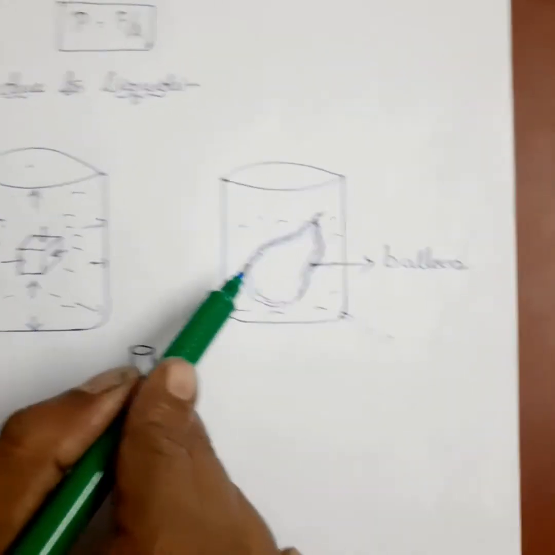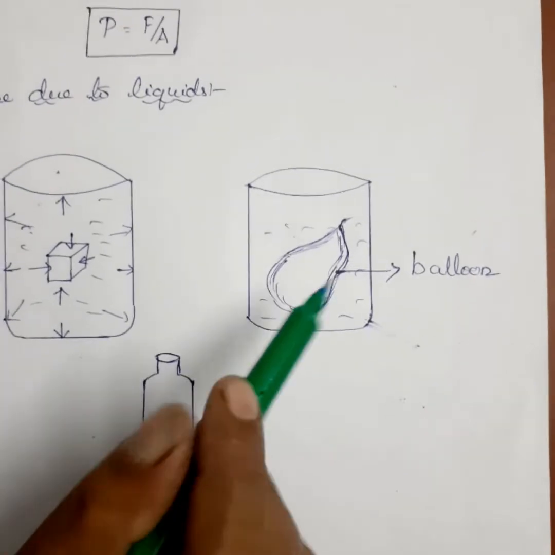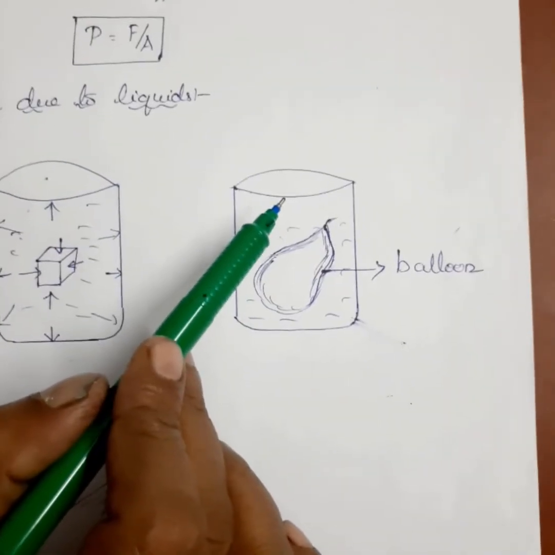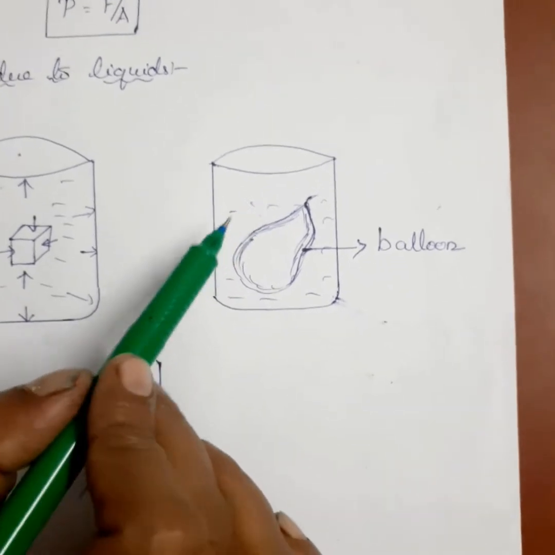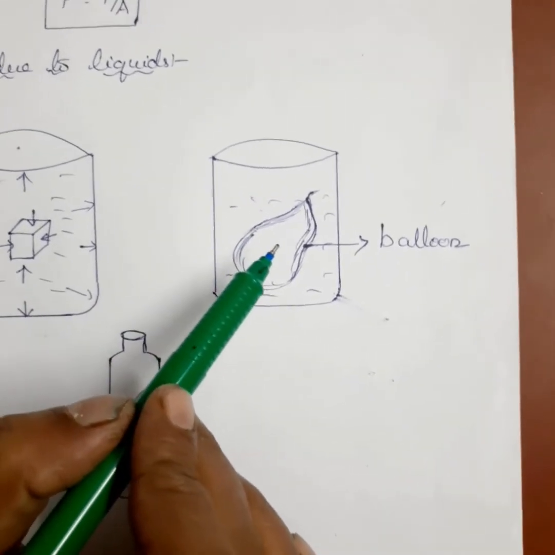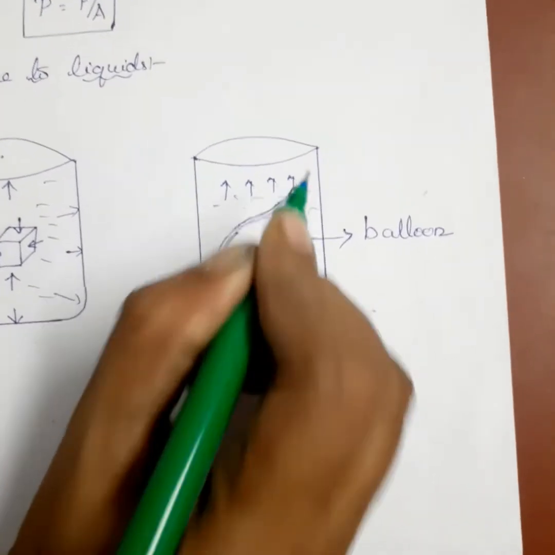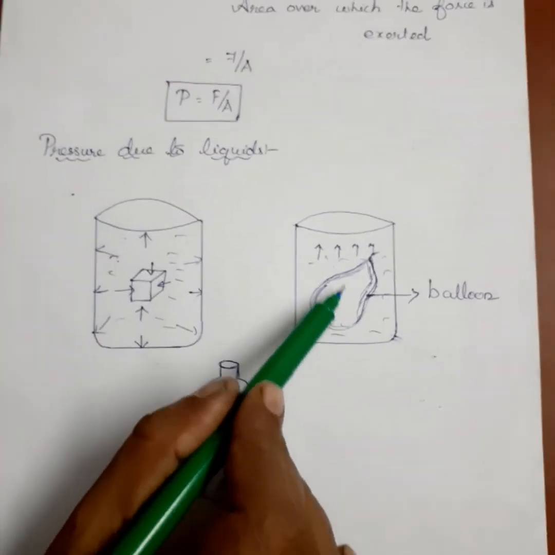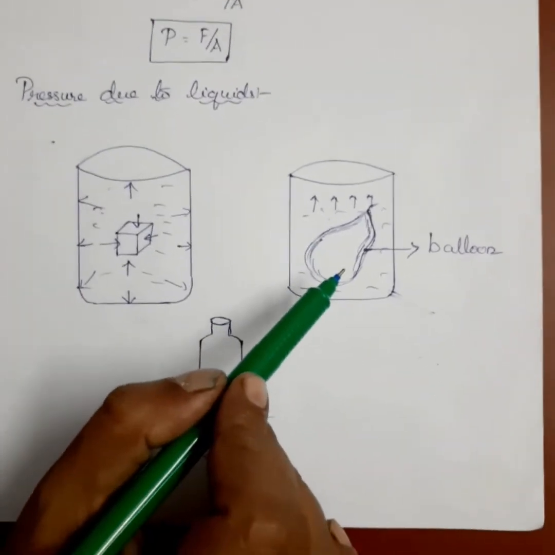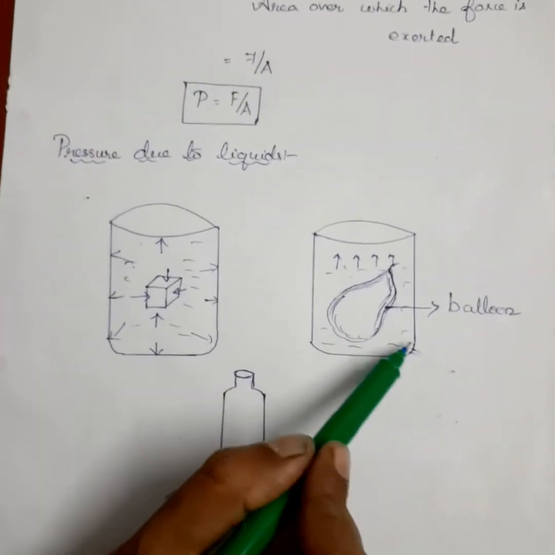Now what do you observe? The balloon immediately comes up. Why? It floats on water because water exerts pressure in the upward direction. So the balloon floats in water. So the pressure is acting on the lateral side of the vessel.